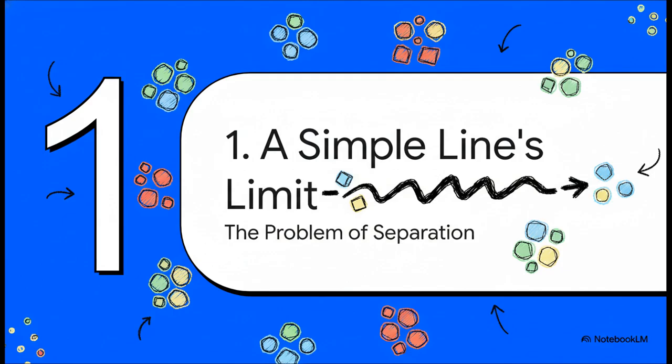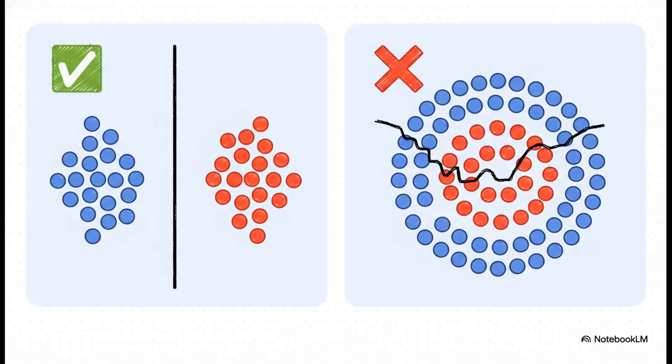How do you separate different groups of data? So take a look at the left side here. That's the easy stuff, right? A single straight line cuts right between the blue dots and the red dots. No problem. That's what we call linearly separable. But then, look at the right. This is a whole different beast. You've got one group of dots literally making a ring around the other. You can try all day, but there's just no way a single straight line is going to separate those two. And that, my friends, is a non-linear problem.